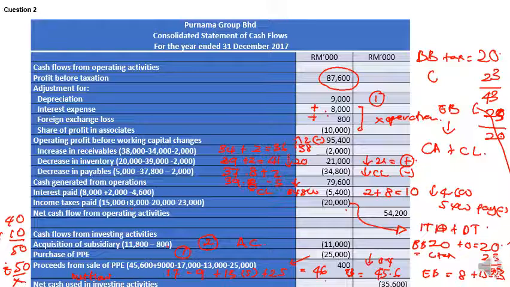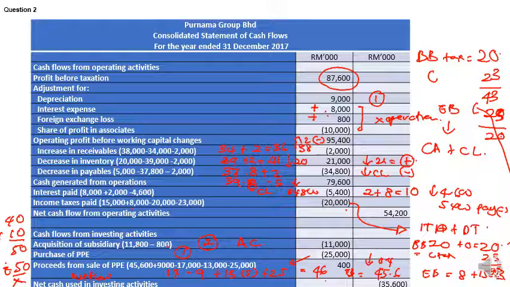Then we look at your receivables. The beginning balance for receivables is 34, plus the 2 that you acquired here, so you're going to have 36. Comparing 36 with the ending balance of 38, there is an increase of 2. An increase here means we need to minus this figure.